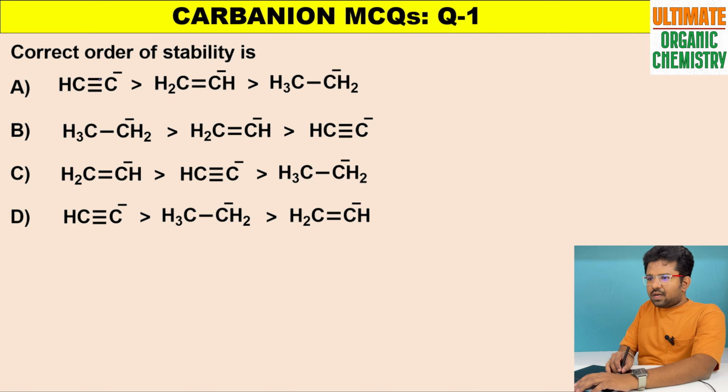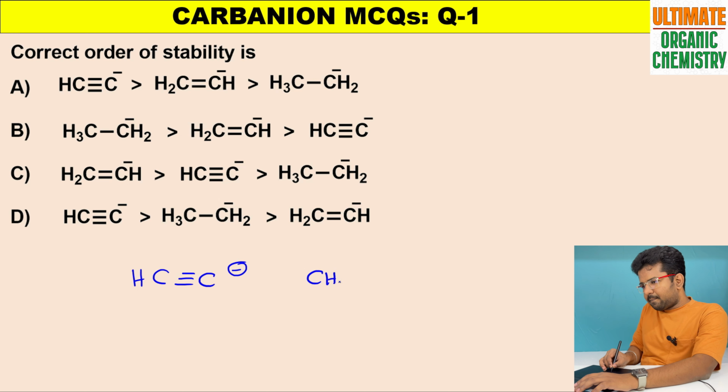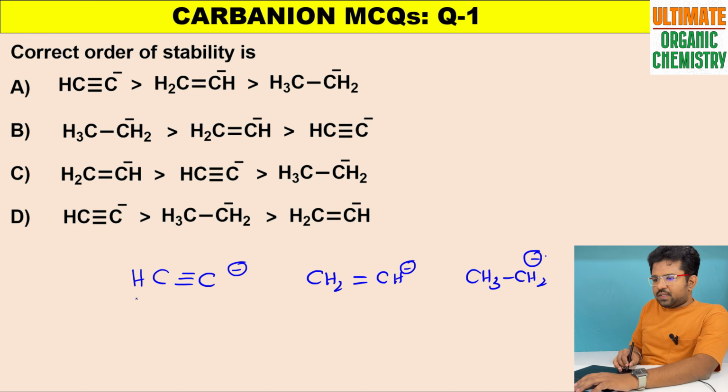Question number 1. Correct order of stability is. So you are given 3 anions and I'm going to discuss which is most stable and which is least stable. That is, they are asking the stability order. So you need to draw these 3 anions once again. So this is an example of acetylide anion, this is vinyl anion, and this is ethyl anion.